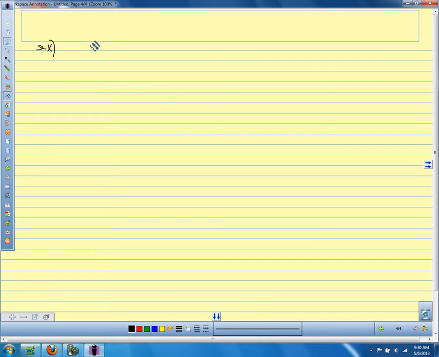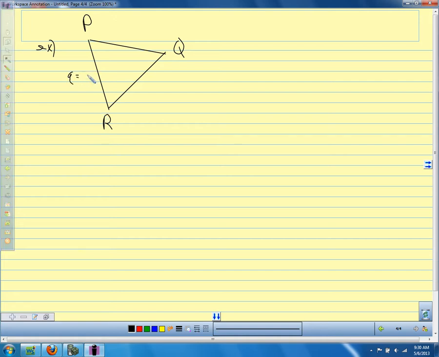So here's our triangle. And this time we'll call our angles P, Q, and R. They don't always have to be ABC. And side Q is 1.25. Side R is 3. And side P is 2.5. And we want to find all angles.